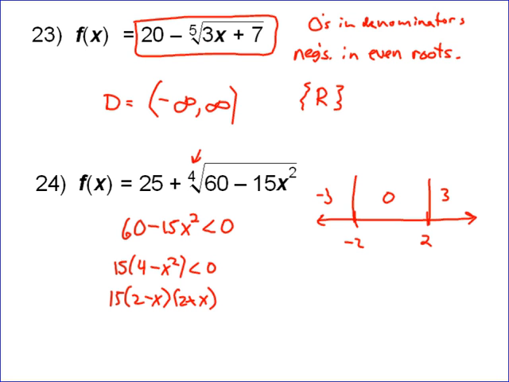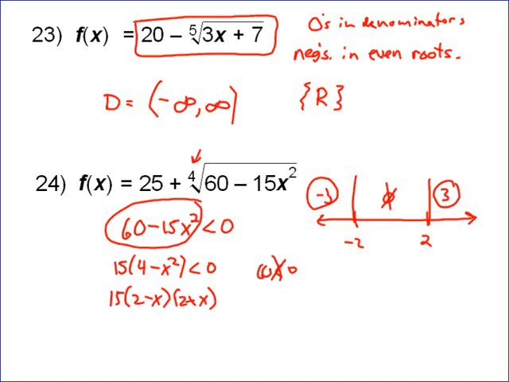Negative 3, if I plug negative 3 in for x here, negative 3 is going to give me 9. 15 times 9 is definitely going to be bigger than 60, so that's going to be negative. So right there, that makes the inequality negative. Plug in 0, you're just going to get 60, which is not less than 0, so this makes it positive. And then you put in 3, because you're squaring it, you're going to get the exact same thing as negative 3. So the regions that are less than 0 are from negative infinity to negative 2 and 2 to infinity.